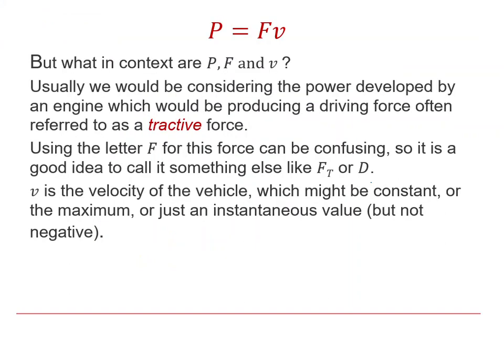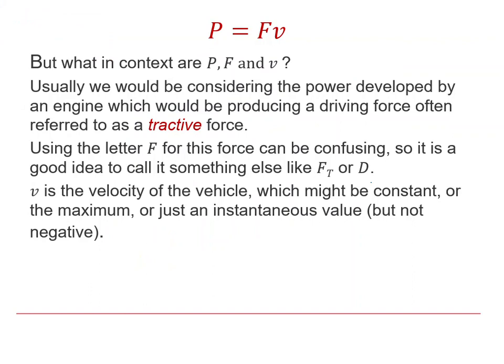So what in context would the P and the F and the V be? Usually we'd be talking about a vehicle with an engine which has a certain power, and that gives rise to a tractive force. When you think of a car's engine, it expresses itself by exerting a force which accelerates the car. That's the tractive force. So if we use F for that force, it can be confusing. So it's often useful to use something like Ft or D. Show on the diagram what you use and you don't have to explain it.